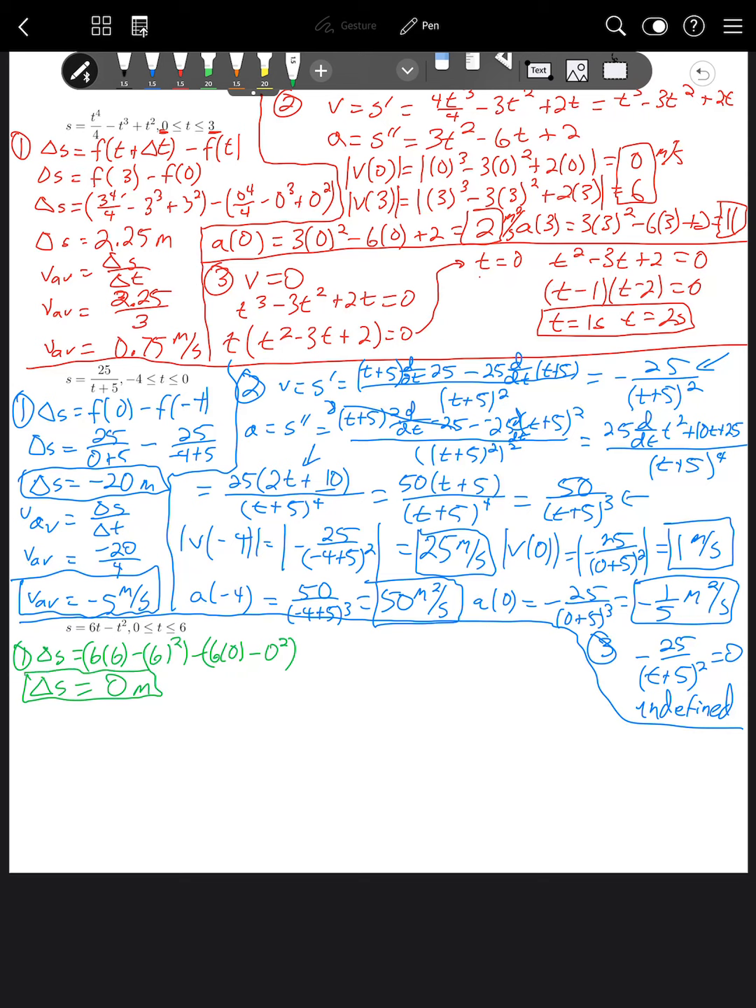Does that mean it didn't move? No. It means that it started and stopped in the same place. So at time 0 and time 6, we were at the same position. Okay, so that's why the displacement over that time interval was 0.